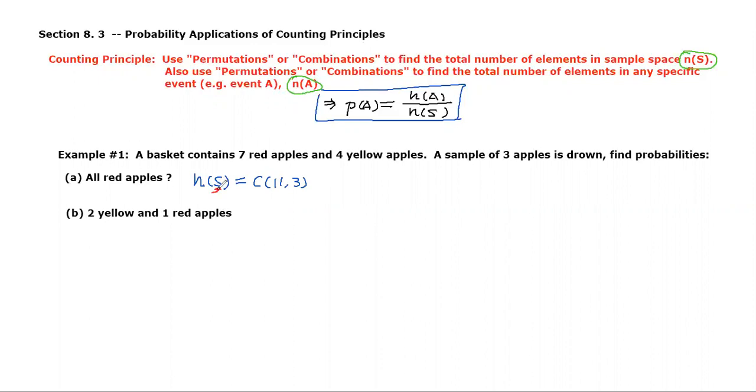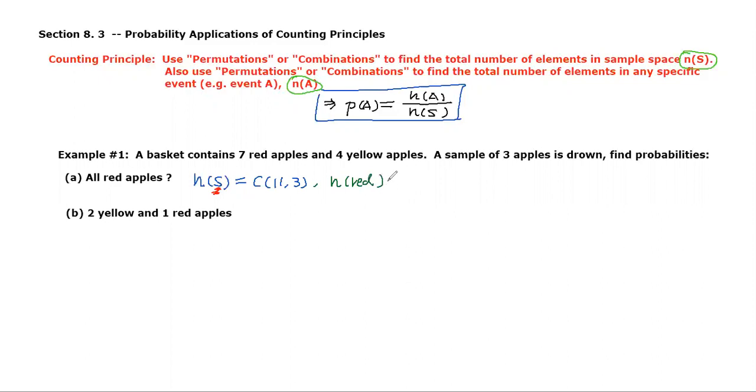Now for these events. For the first event, I want all red apples. So let's see how many ways there are if all 3 are red apples.